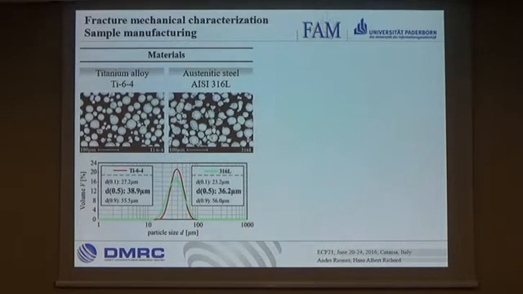The materials that I analyzed were the titanium alloy Ti64 and the austenitic stainless steel. Here we can see the spherical shape of the powder, which was used for manufacturing, and the distribution of the particle size. So we had an average particle size of about 40 microns.